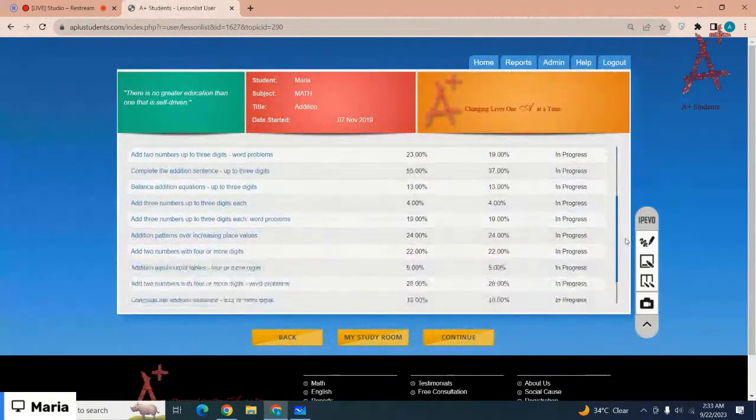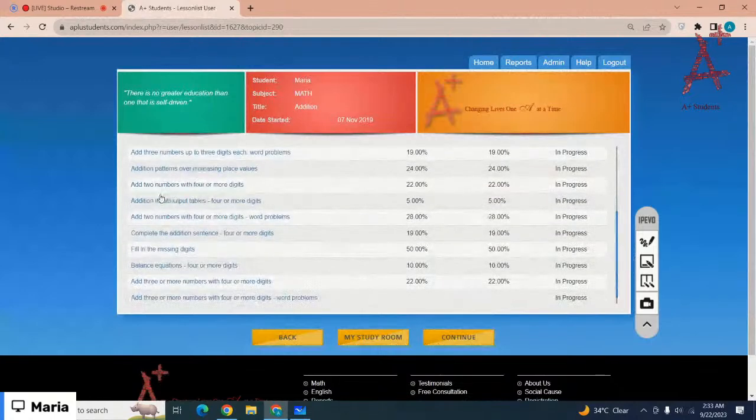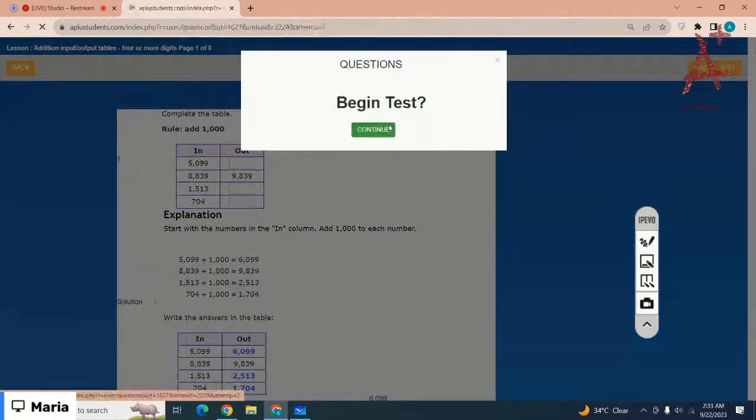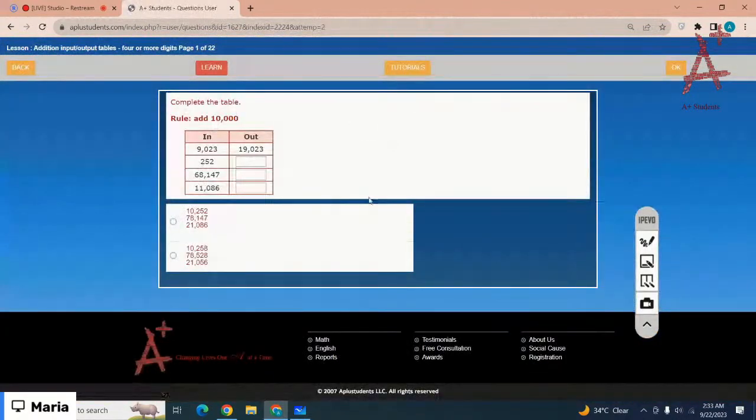Okay, the next lesson is addition input output tables, right? Let's just start with input output tables. Okay, be quick, right? Okay, complete the table. Add 10,000. So, which is the correct option? Option 1 or option 2? You have to add 10,000 to every input value to get the output value.